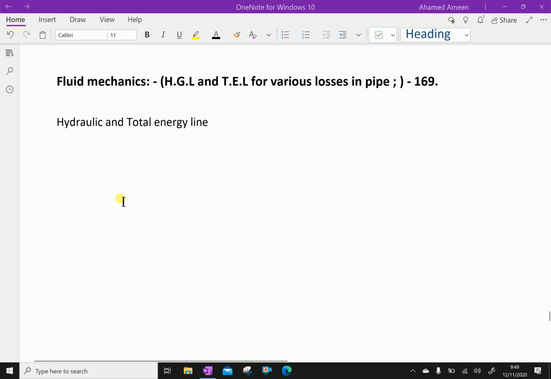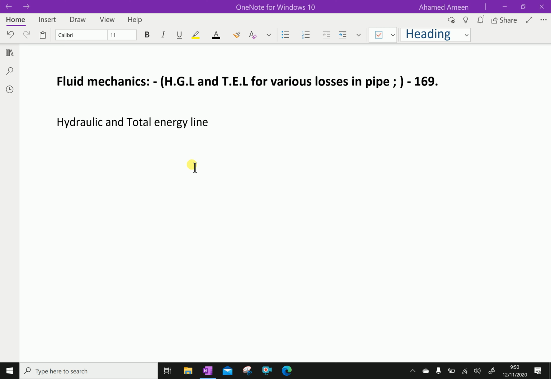It is defined as the line which gives the sum of pressure head P over W and datum Z of the flowing fluid in a pipe with respect to some reference line, or it is the line obtained by joining the top of all vertical ordinates showing the pressure head P over W of a flowing fluid in a pipe from the center of the pipe line. It is briefly written as HGL.